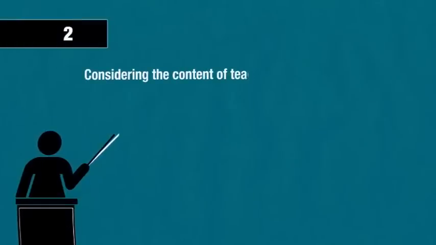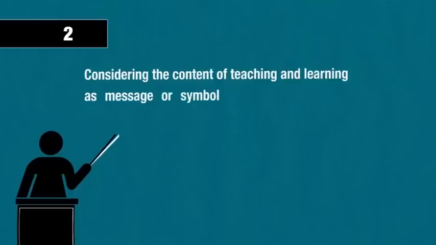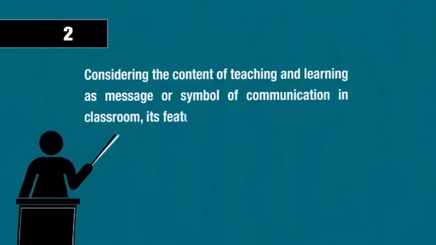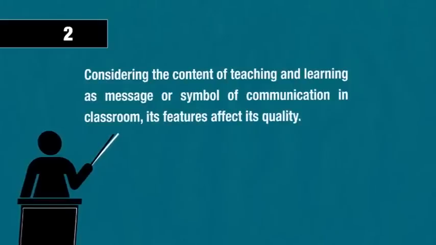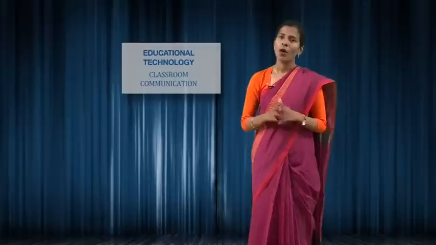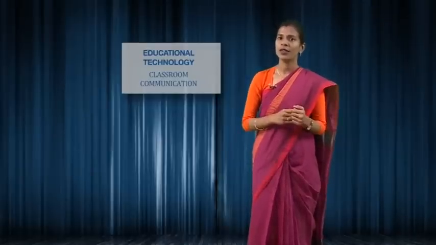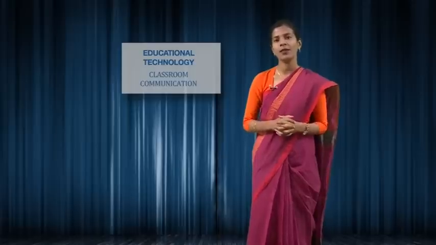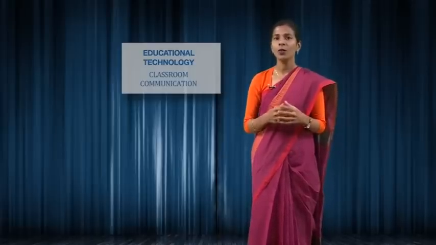Second, considering the content of teaching and learning as message or symbol of communication in classroom, its features affect its quality. On the one hand, for verbal messages, factors are accuracy, precision, simplicity, clarity, appropriateness, imagination, and originality, along with its value for learners. On the other hand, for non-verbal messages, factors are delivery speed, proxemics, posture, gesture, body language, facial expression, and emotions, etc.